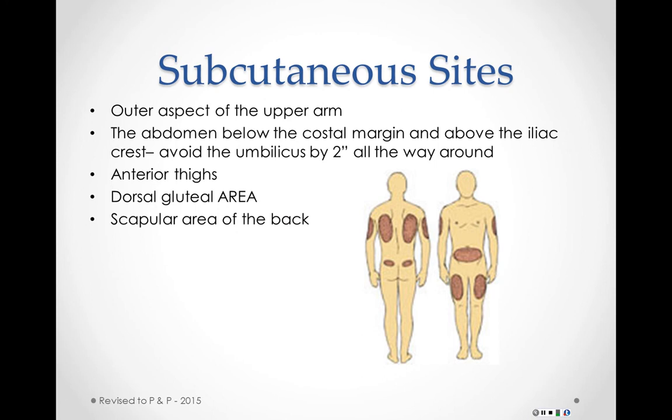The best subcutaneous sites include the outer aspects of the upper arms, the abdomen from below the costal margins to the iliac crest and avoiding the umbilicus 2 inches all the way around, and the anterior thighs. Less commonly, the dorsal gluteal area, the fatty tissue above the buttocks, posterior to the love handle region, can be utilized, and lastly the scapular region of the back may be used, but it is not one of the more common sites. If a patient is very thin and has little peripheral subcutaneous tissue, the abdomen is the site of choice.